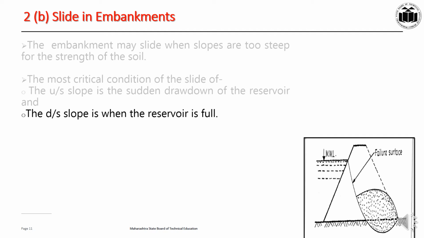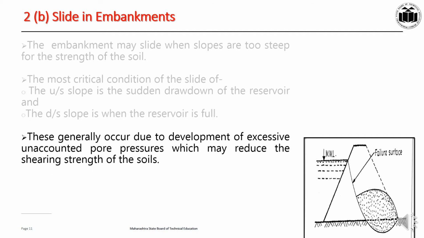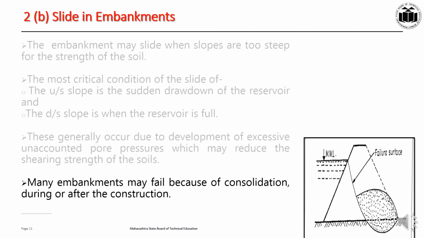The first is sudden drawdown of the reservoir for the upstream side slope, and the downstream side slope is critical when the reservoir is almost full. They generally occur due to the development of excessive uncounted force pressure, which may reduce the shearing strength of the soil. And many embankments may fail because of consolidation during or after construction. If there is soil consolidation, then such types of failure may occur.